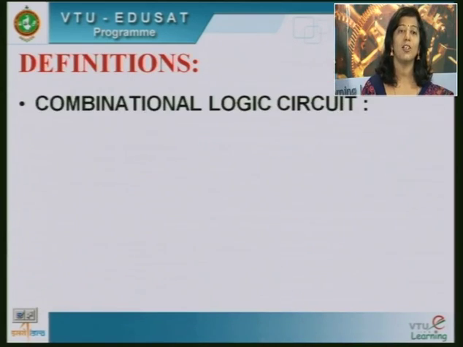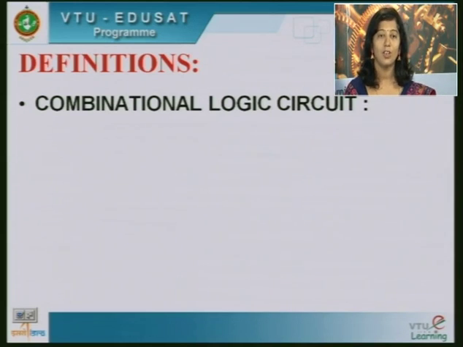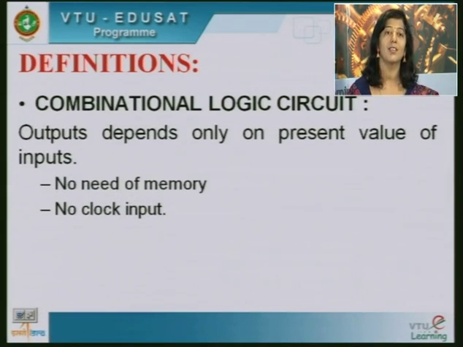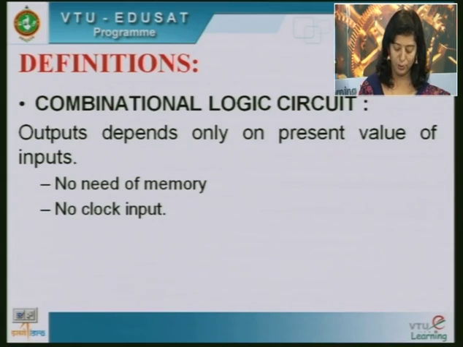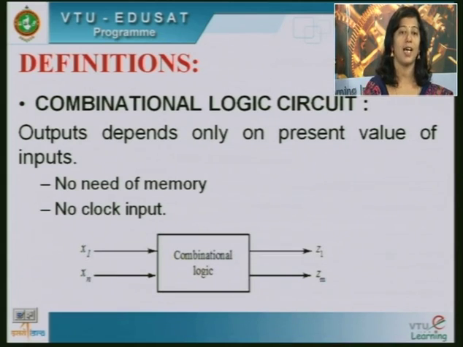So what do we mean by a combinational logic circuit? It means the current outputs depend only on the present value of the inputs. We don't need any memory in this circuit, and it doesn't depend on any enable or clock input. So there is no need of enable, no need of clock, and no need of past inputs or outputs, no memory. Give a set of inputs, and you will get a set of outputs as shown.